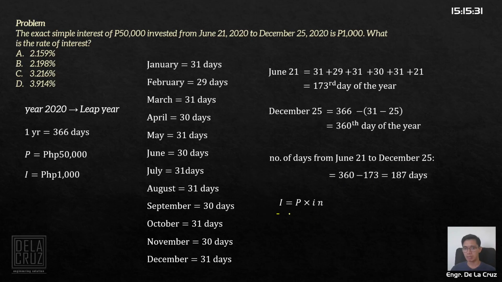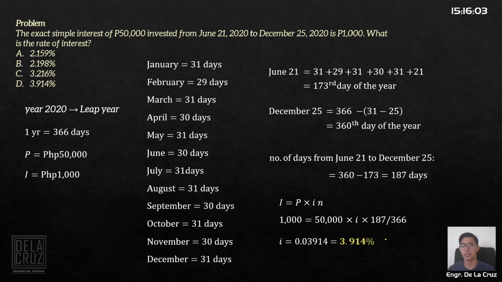Again, gagamitin ko lang to. We have the I, 1,000. Yung P natin is 50,000. I is a known. Yung N should be in number of years. So, 187 days divided by 366 in 1 year. Leap year tayo, kaya 366. And exact simple interest yan. So, you will get here 0.03914. That's 3.914%.